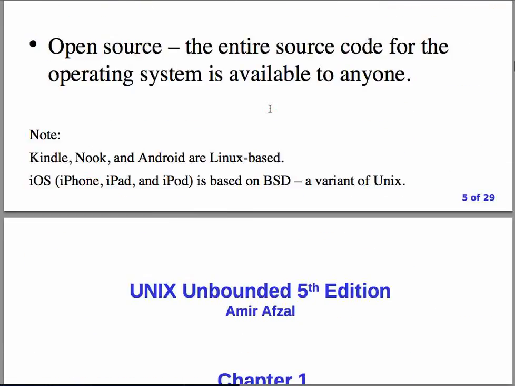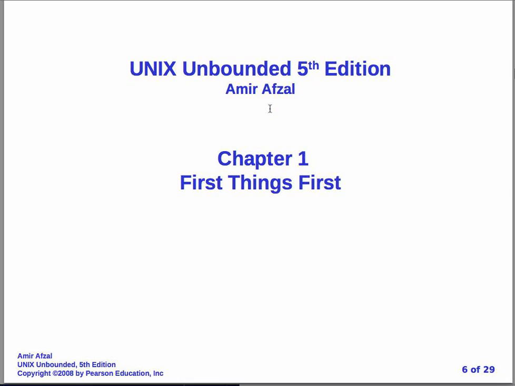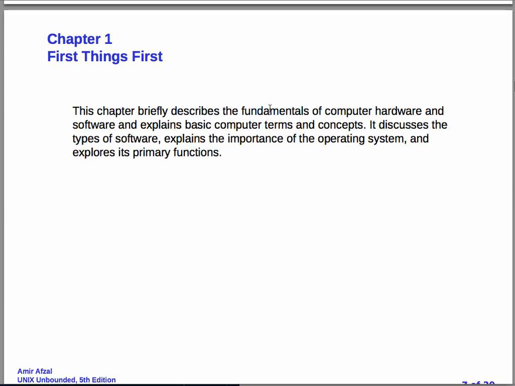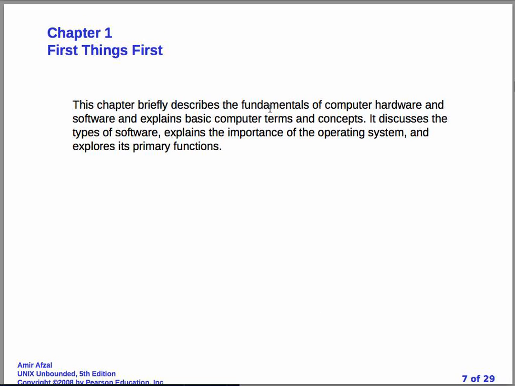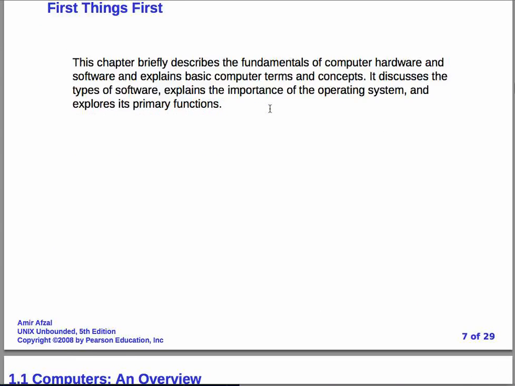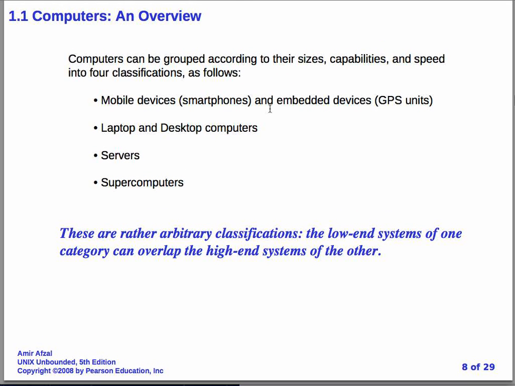So I want to talk about a few terms in this first lecture, and this is all from the book Unix Unbounded. I've updated a few things, but it's basically exactly what the book has. Like it says here, the first chapter will describe some of the fundamental terms in computer hardware and software and look at different kinds of software. And we look at the importance of the operating system. And this course is pretty much about how we can use the operating system.